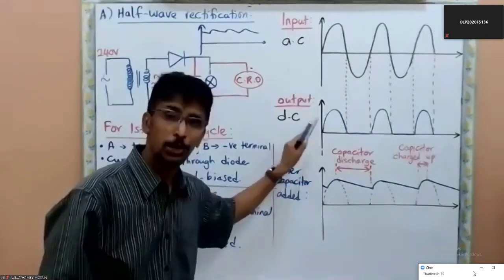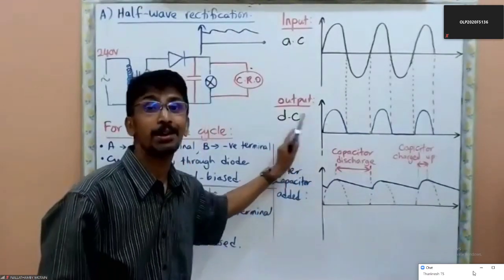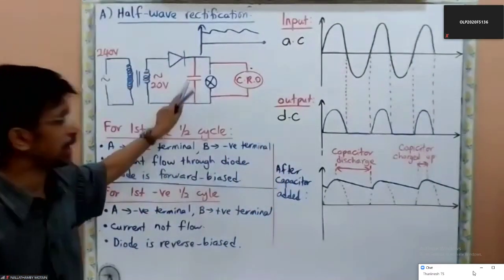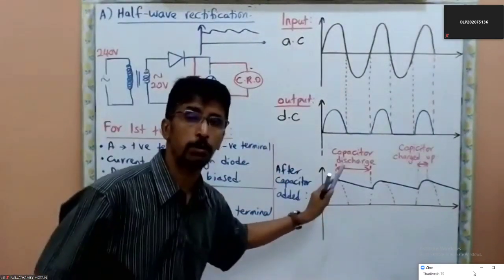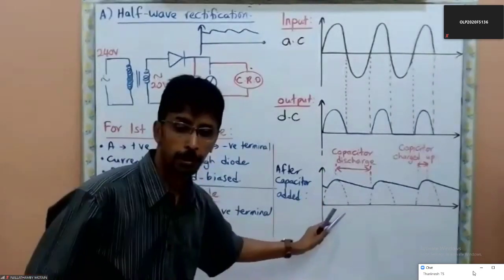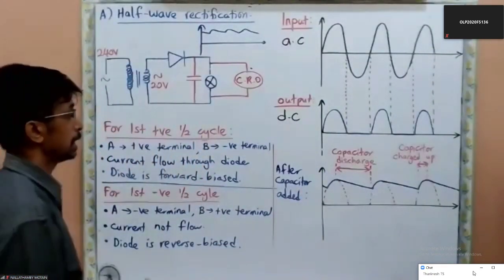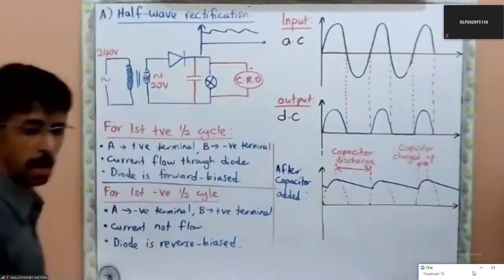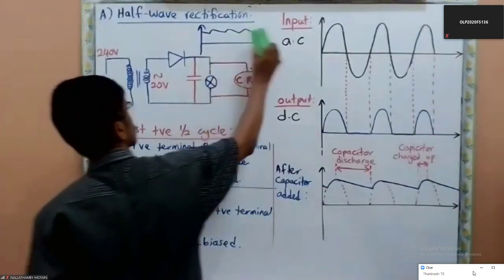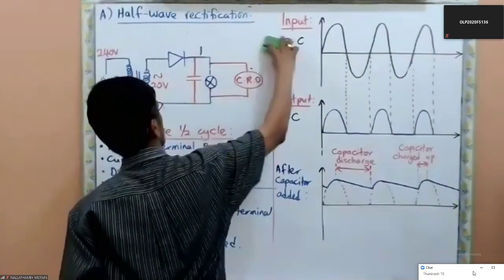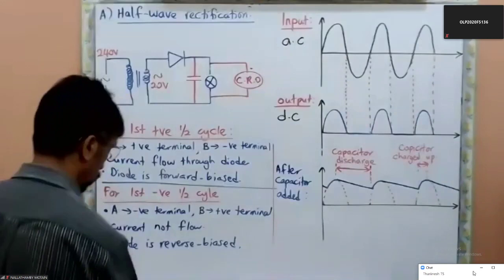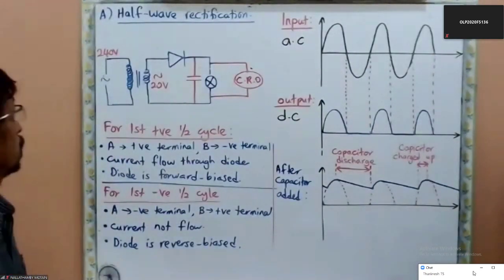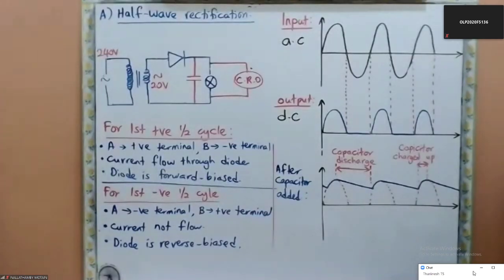This is the output that you will get if you are using only one diode. But if you add a capacitor, this is the output that you will get. So it is also DC, but this one is DC with a capacitor, and this one is DC without a capacitor. So you must know how to differentiate. Okay, I hope you got the idea. This is what is called half wave rectification.